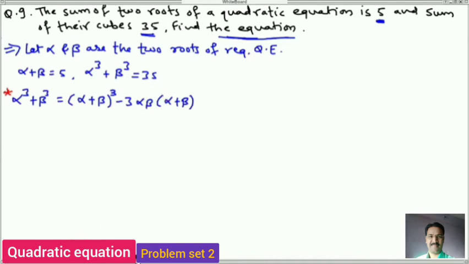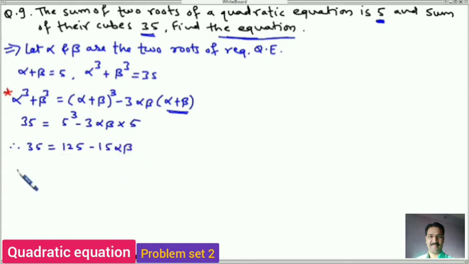Okay, now see here, this is 35. Look here. This is a very important part. This is 35. What is alpha plus beta? Which is 5. So cube minus 3 into alpha beta, into alpha plus beta, which is again 5. Now just try to simplify here. This is 35, 5 cube is 125, minus 15 into alpha beta.